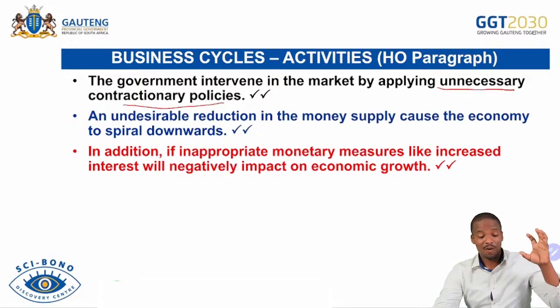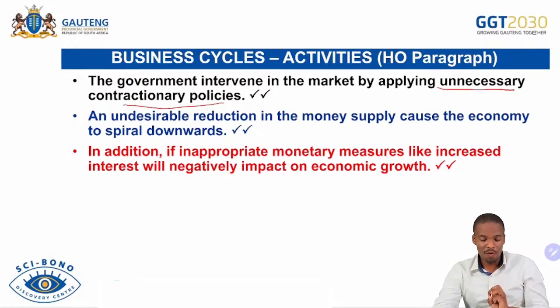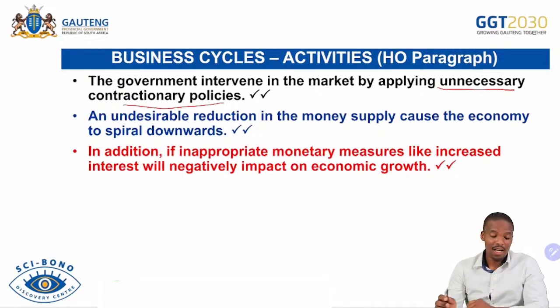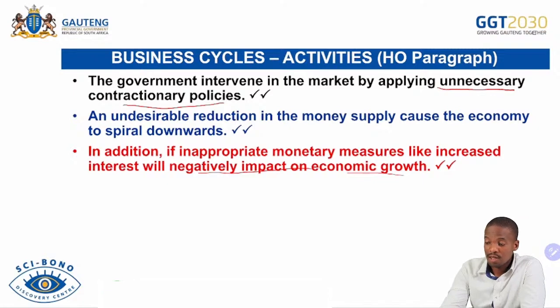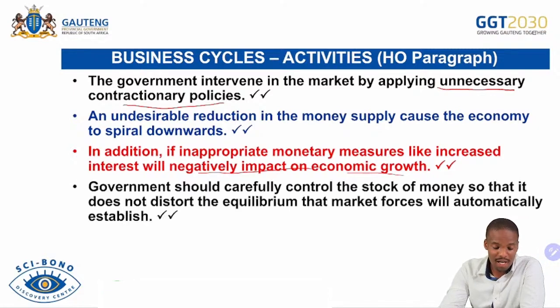You are still answering the question, how does the monetarist view believe that the government causes contraction in the business cycle? Then it says here, in addition, inappropriate monetary measures like increased interest rates will have a negative impact on economic growth. And if you continue, government should carefully control the stock of money so that it does not distort the equilibrium that the market forces will automatically establish.